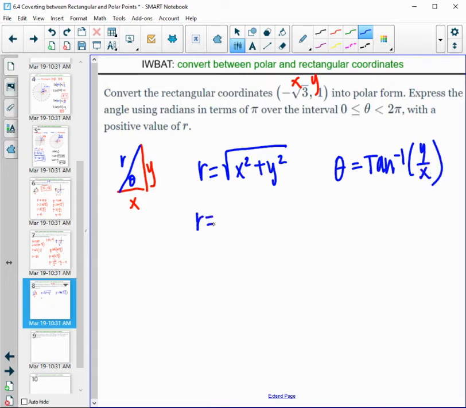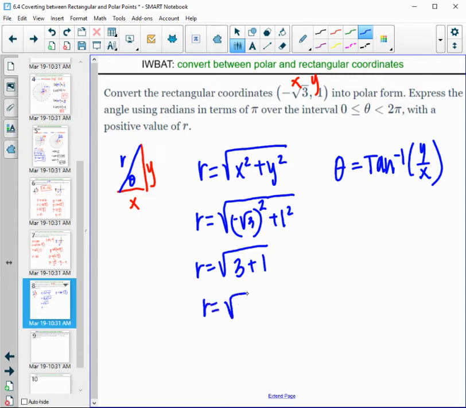So then we have R. When we go to solve for R, we'll have, in this case, negative root 3 squared plus 1 squared. Negative root 3 squared is positive 3, and then plus 1. So you have root 4. So your R here is 2.